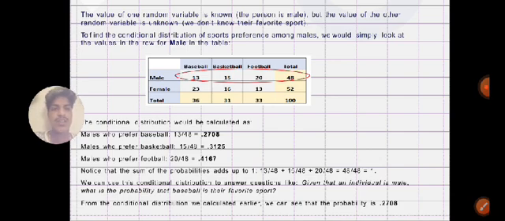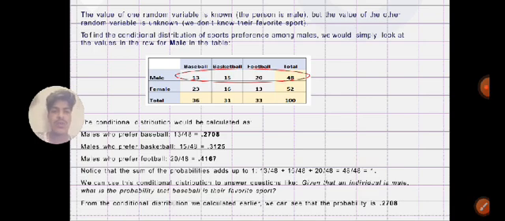The conditional distribution would be calculated as follows. Males who preferred baseball: 13 by 48 equals 0.2708. Males who preferred basketball: 15 by 48 is 0.3125. Males who preferred football: 20 by 48 is equal to 0.4167. Notice that the probabilities add up to 1: 13 by 48 plus 15 by 48 plus 20 by 48 is equal to 48 by 48, which is equal to 1.